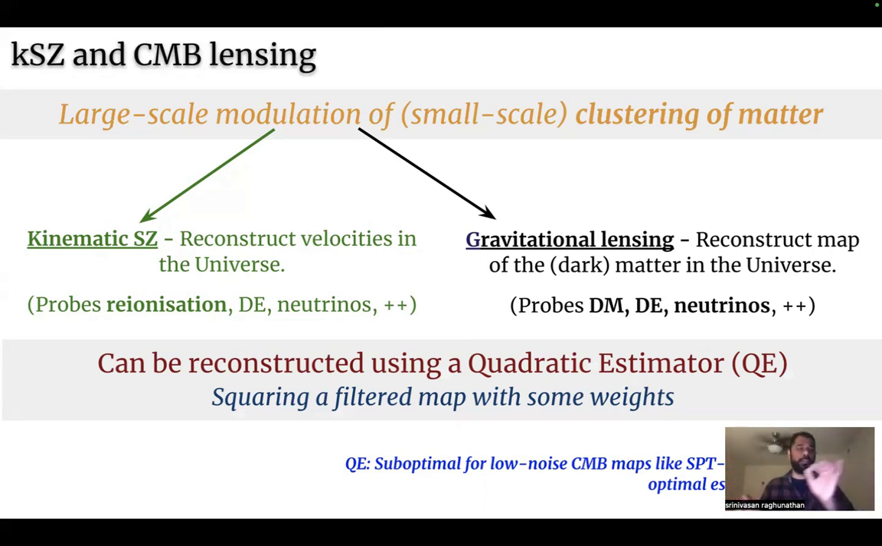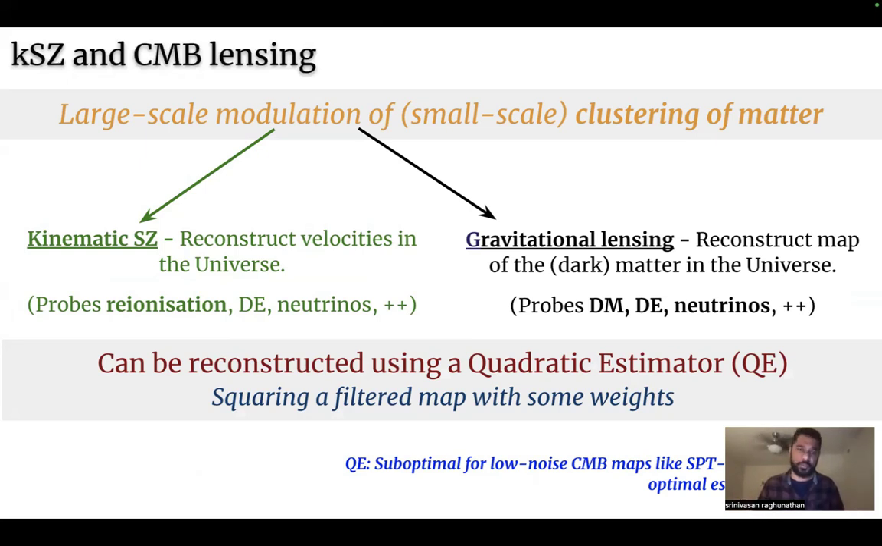They are some kind of large-scale modulation of small-scale power, and a quadratic estimator is simply taking a map, filtering the map, applying some weight to the map, and squaring it. That is the reconstruction that we would like for kSZ or for lensing. Like I said before, kSZ can probe reionization, dark energy, and neutrinos. There is some kind of degeneracy between cosmology and astrophysics when you talk about kSZ. I'm not going to go into detail about that. And gravitational lensing can probe dark matter, dark energy, neutrinos, and so on.